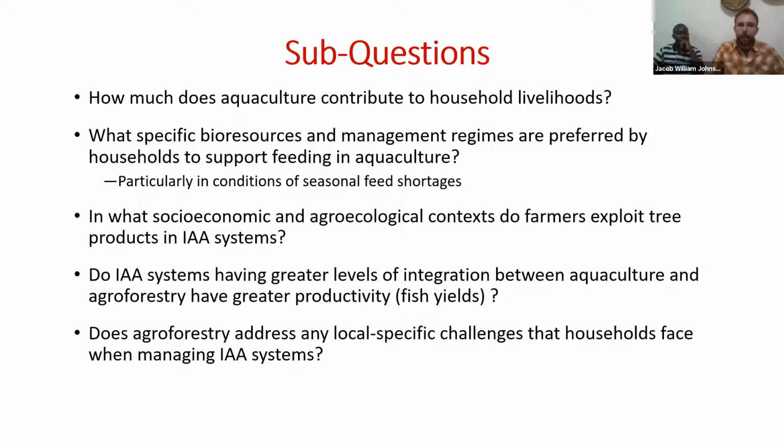In what socioeconomic and agroecological contexts do farmers exploit tree products within these integrated systems? Do integrated systems having greater levels of integration between aquaculture and agroforestry have greater productivity or fish yields? And finally, does agroforestry address any of the local specific challenges that households face when managing these integrated agriculture-aquaculture systems?